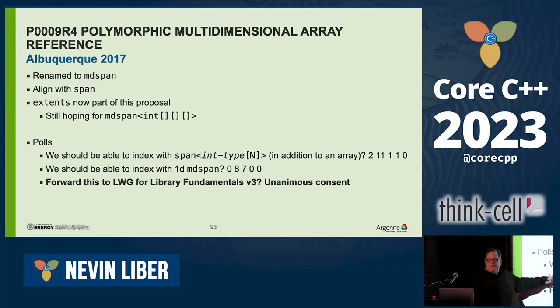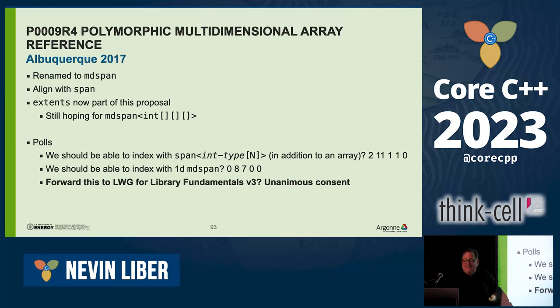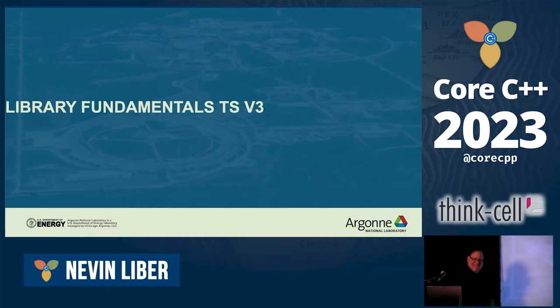And then you should be able to index using a span and not just square bracket, you know, or a function call of 1, comma, 5. Yeah, it makes sense. You should be able to index with a one-dimensional MDSPAN. Hey, we're going to ship. Unanimous consent. Ah, yes, library fundamentals TS V3.